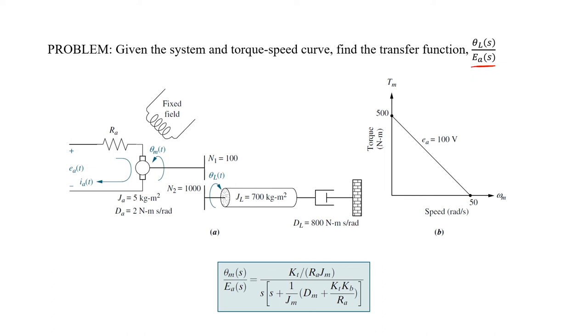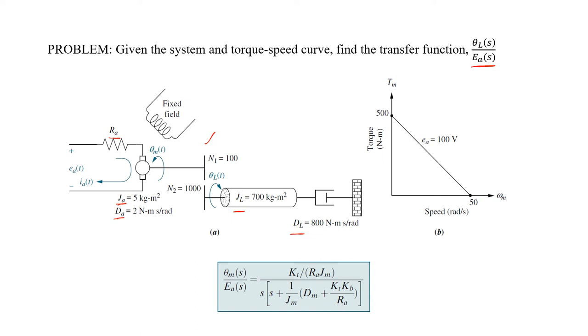If we look at the schematic closely, RA is the armature resistance, and here we have taken LA equals 0. We are given the armature inertia and the armature viscous damper. We know the gear ratio, and we also have the load inertia and load viscous damper available.